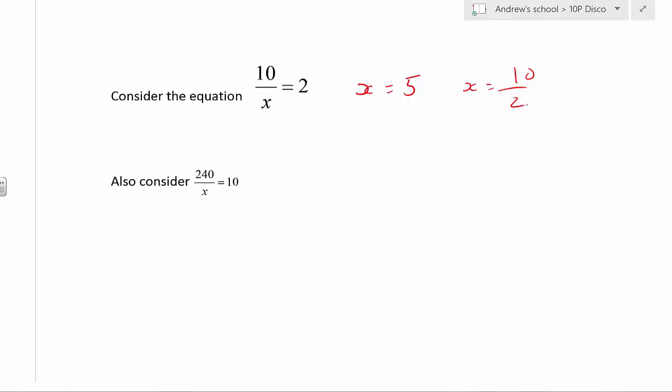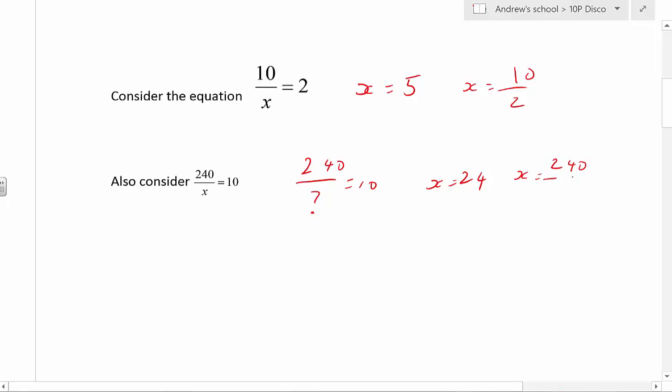In the second example, the x is also underneath. 240 divided by something equals 10. 240 divided by what equals 10? And I hope with a little bit of thought you'd agree that the answer is 24. 240 divided by 24 is 10. How do we get 24 from these numbers? And the answer is clearly 240 divided by 10.